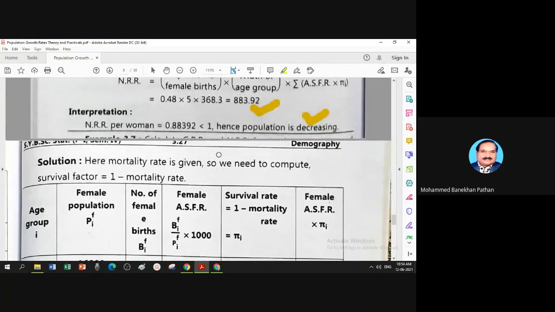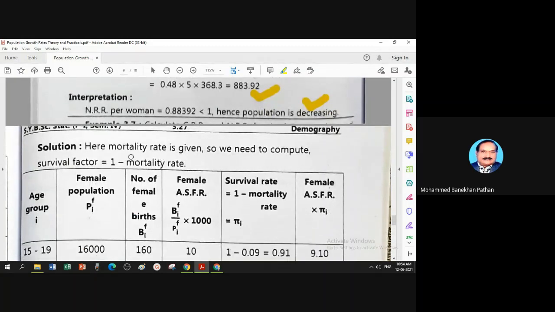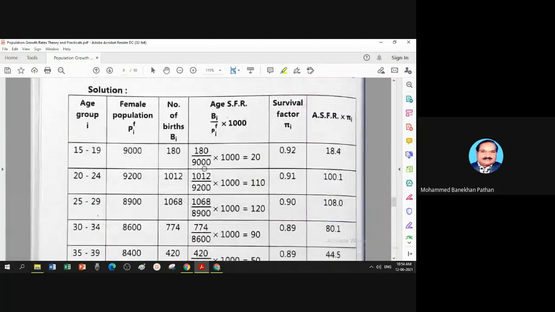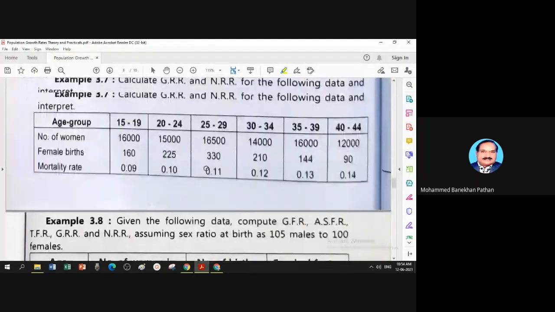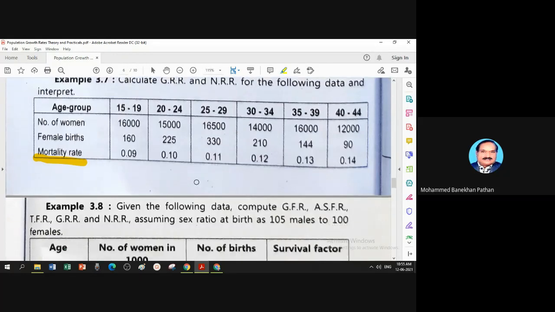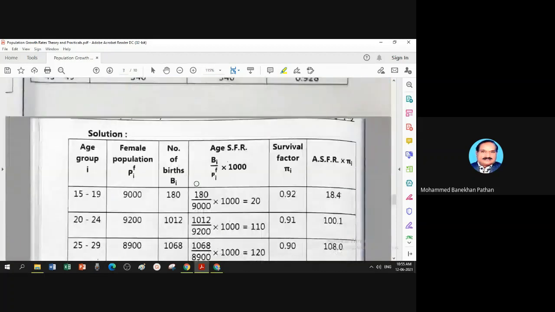Now you have question number 2 solution. Mortality rate is given in the question. So survival factor is 1 minus mortality rate. Sometimes, to confuse the student, data is given in terms of mortality rate. So your formula does not depend on mortality rate, it depends on survival rate. So survival factor is 1 minus mortality rate. That thing should be remembered.